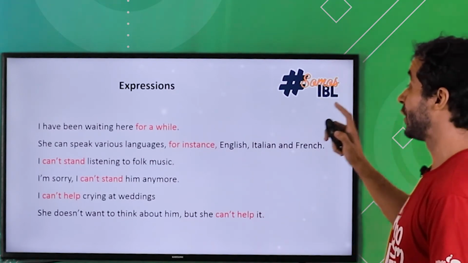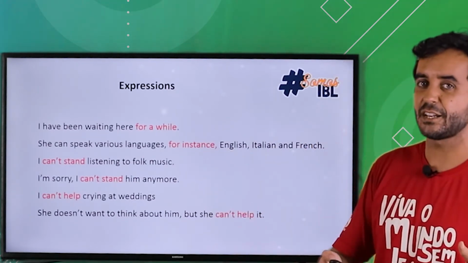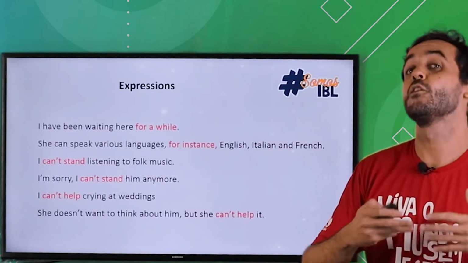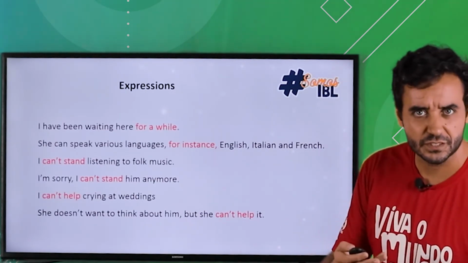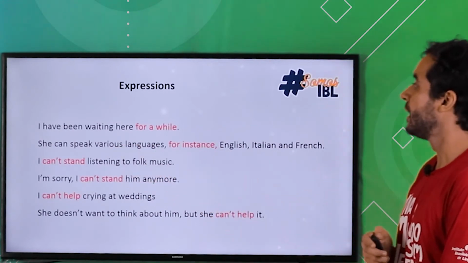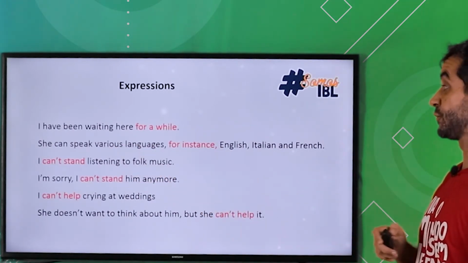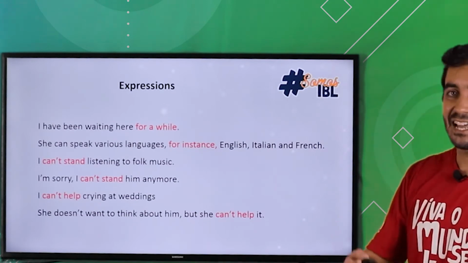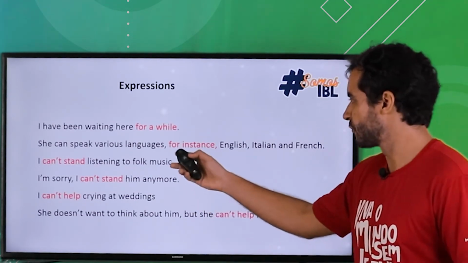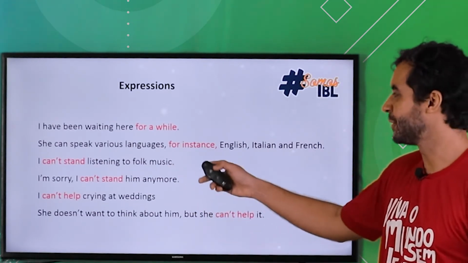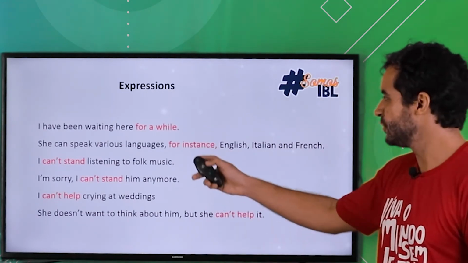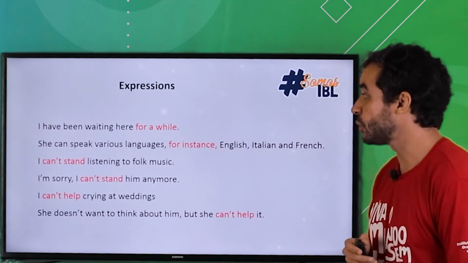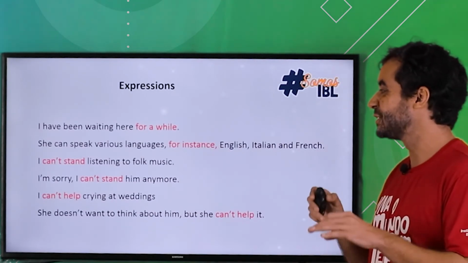The next one is for instance, okay? For instance is like a more sophisticated way of saying for example, right? Now you know how to say for example in a more sophisticated way. Let's see. She can speak various languages, for instance, English, Italian, and French. We could say, for example, that's okay, but for instance, come on, you are advanced students, right? You deserve that, okay?